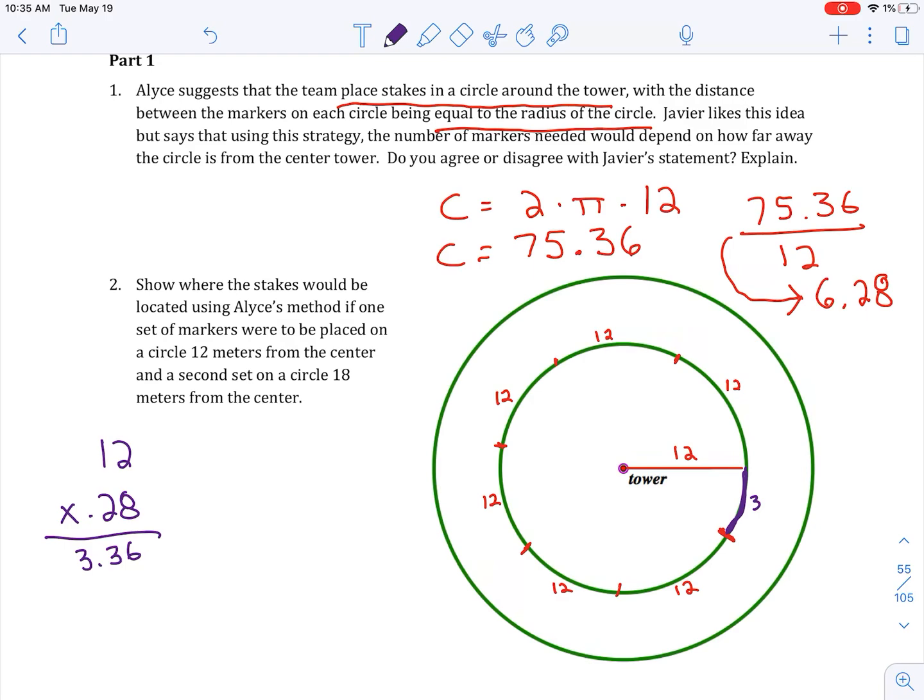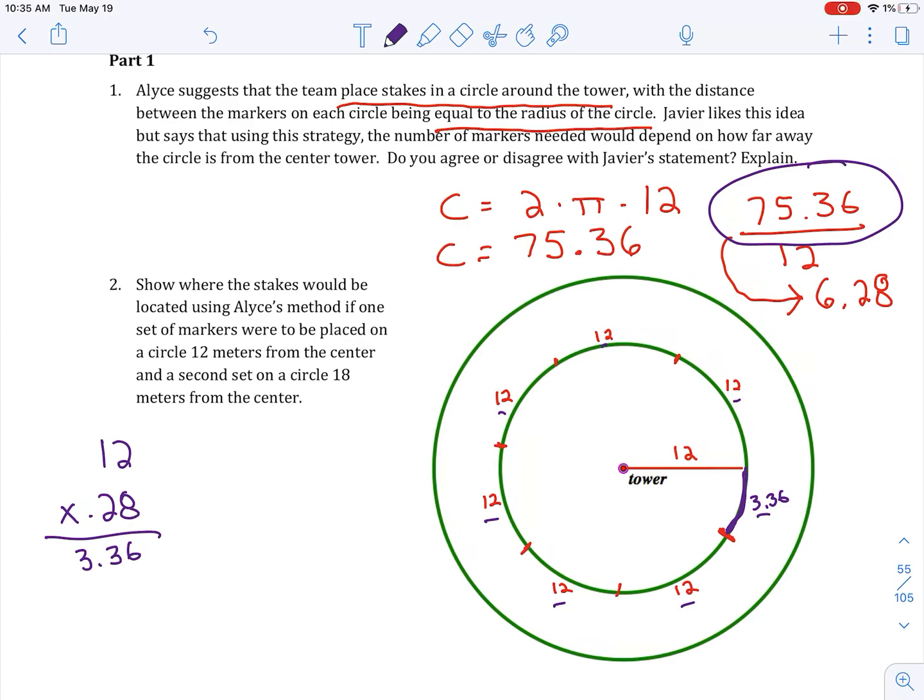And that means this distance would be 3.36. And guess what I get if I go 12 plus 12 plus 12 plus 12 plus 12 plus 12 plus 3.36? I get the circumference that we got when we went 2 pi r.